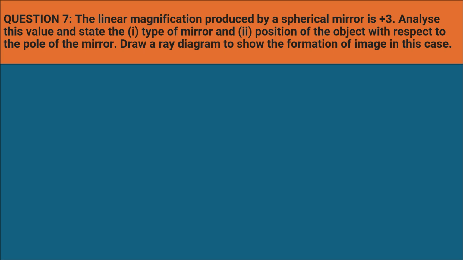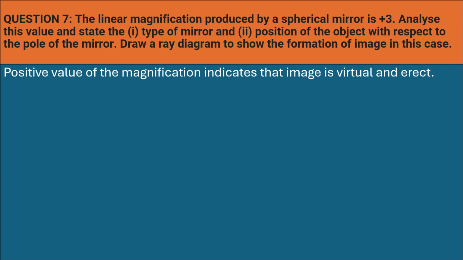Question number 7. The linear magnification produced by a spherical mirror is +3. Now this is the magnification given. Analyze this value and state the type of mirror and position of the object with respect to the pole of the mirror. Draw a ray diagram to show the formation of image in this case.